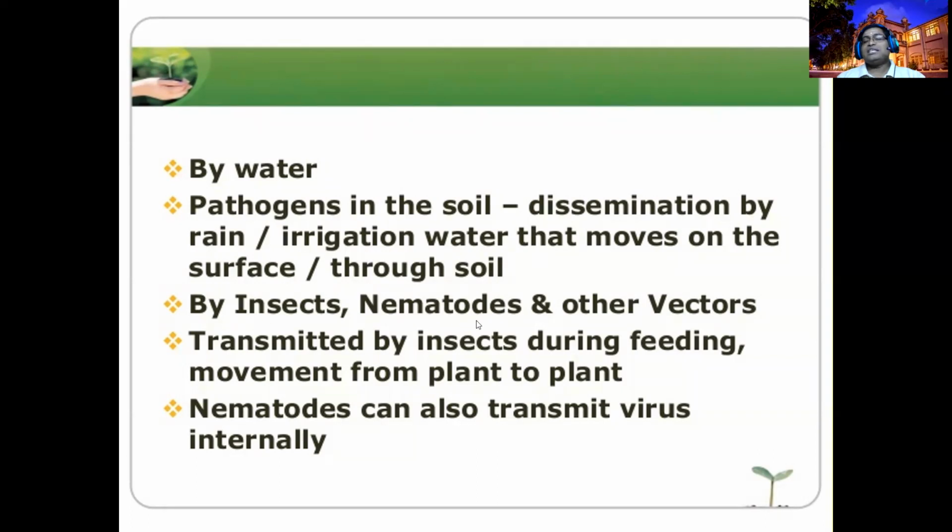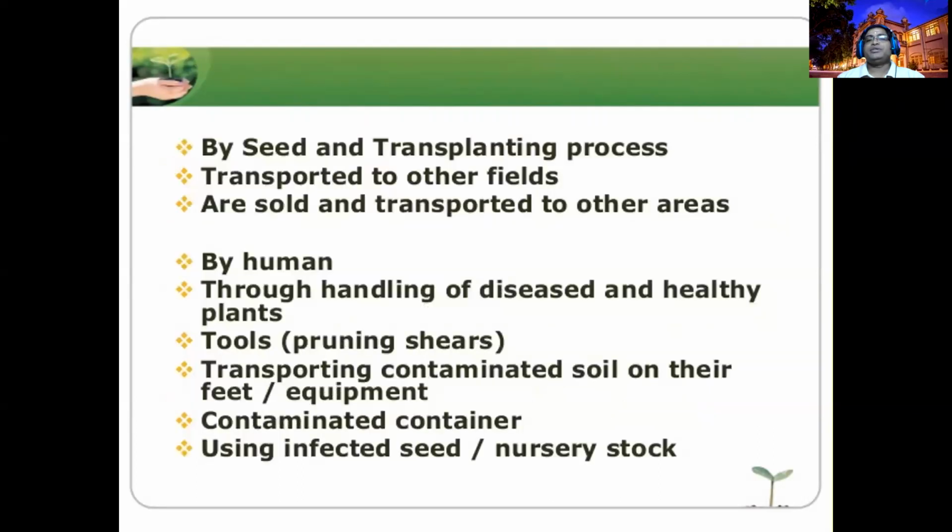Okay? So these insects, especially nematodes and vectors, are sometimes transmitting this inoculum. That we call entomophilic dissemination of the pathogen. Some pathogens are seed-borne. Seed-borne pathogen means that it can transmit from planting material to planting material.